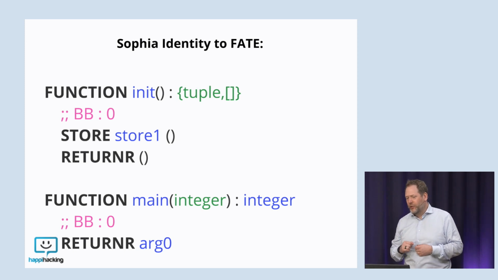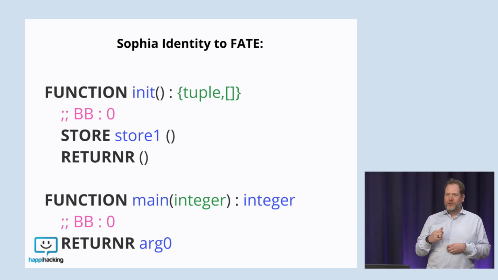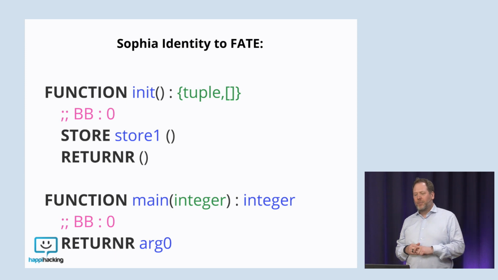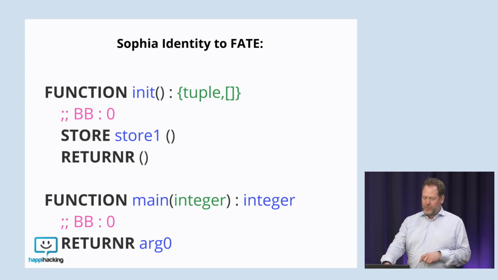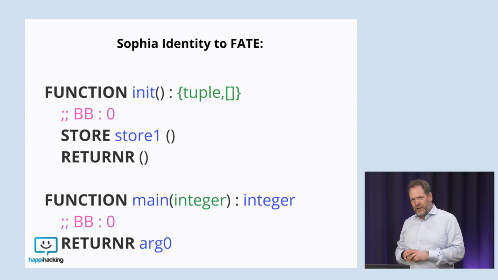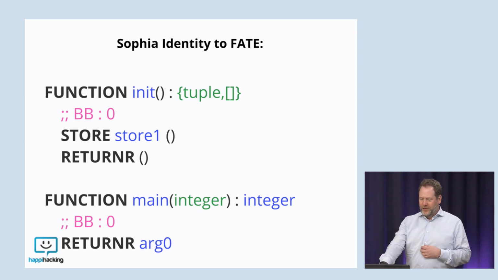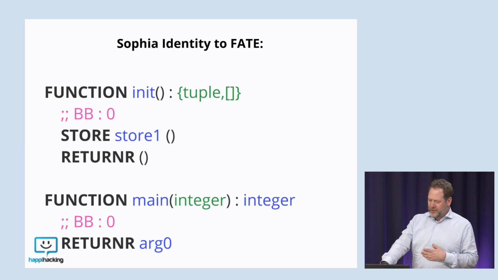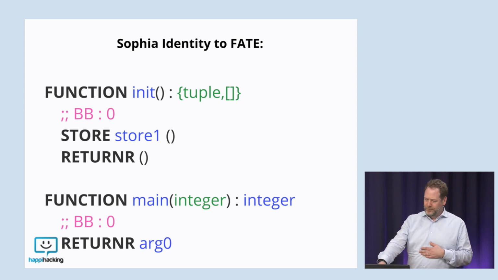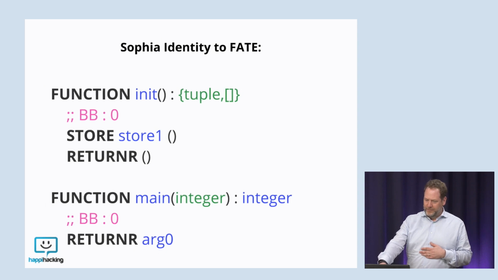But this is the bytecode of the Fate machine. So it's actually a functional program even on the bytecode level of the virtual machine. Of course, the words function and init and so on have a representation in bytes, but you can actually have this text and parse it directly into the machine.